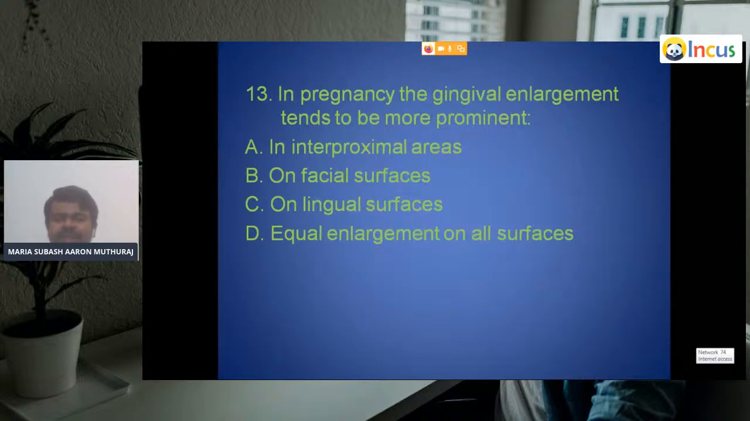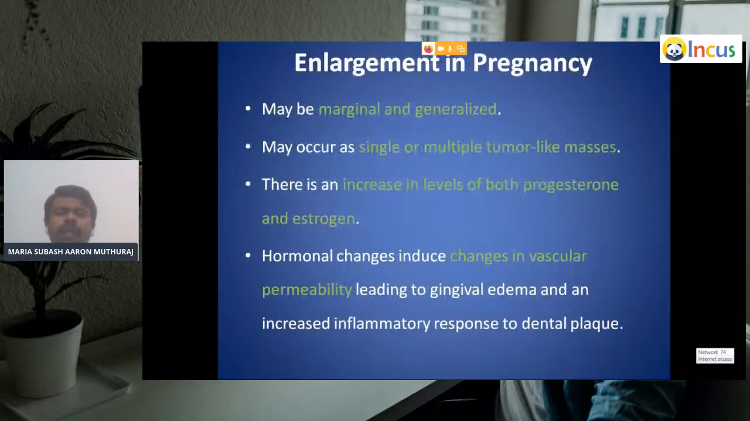Next, in pregnancy, the gingival enlargement tends to be more prominent in interproximal areas and on the facial surfaces than on lingual surfaces, or equal enlargement on all surfaces. Before going into the answer, we will discuss gingival enlargement in pregnancy. Actually, gingival enlargement in pregnancy is a conditioned gingival enlargement. The enlargement will sometimes be marginal, or sometimes generalized, sometimes single, or sometimes present as multiple tumor-like masses. There will be an increase in levels of both progesterone and estrogen.